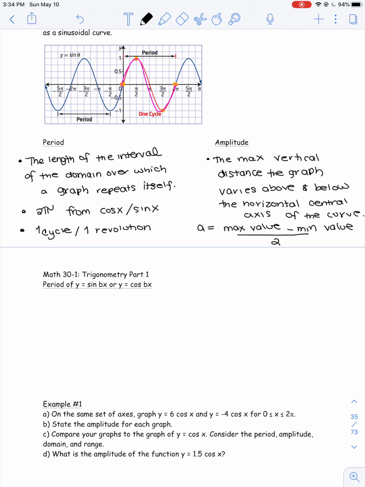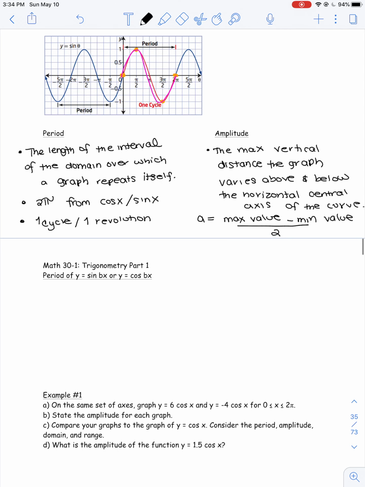Okay, so let's look at the period of y equals sine of b of x and y equals cos of b of x. So what you'll notice is that there is a horizontal stretch. That b value is that horizontal stretch. So what b does is b alters the period of sine or cos from 2 pi. So normally it's at 2 pi, but if you see that there's a value in front of x, it's not going to be 2 pi. So our x value is going to go from 0 to 2 pi.